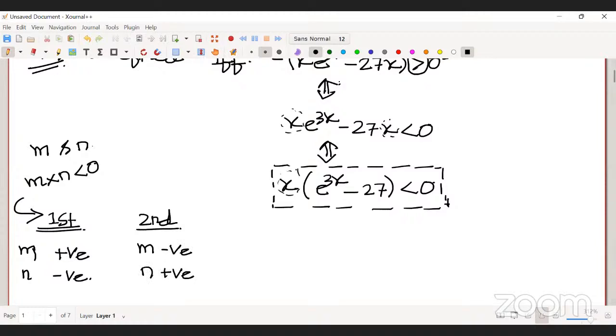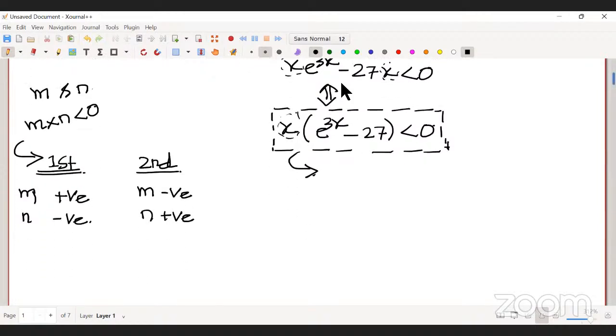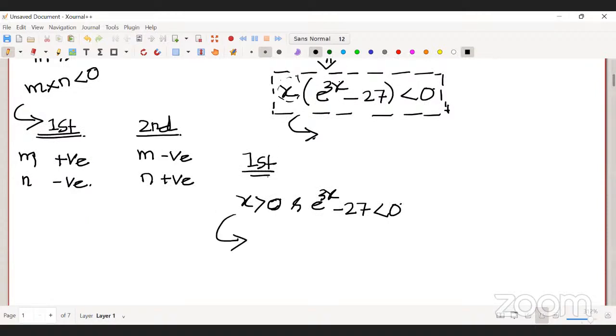So this is one thing, and another thing is e power 3x minus 27, which is less than 0. So from here, I can conclude two things, right? So the first case is x is greater than 0 and e power 3x minus 27 is less than 0. From this case, I will get a range for x, using these two things.